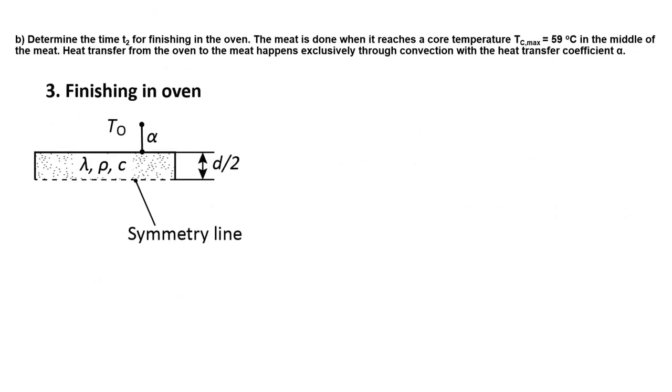In the second task, we are asked to find the time required for finishing in the oven. The steak starts at a homogeneous temperature again, which is equal to that of the ambient, and it is put into the oven. The meat is done when the core reaches a temperature of 59 degrees Celsius, and heating only happens exclusively by convection, so we're not dealing with any radiation.